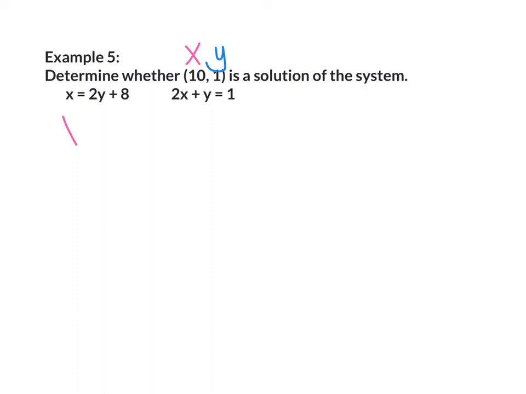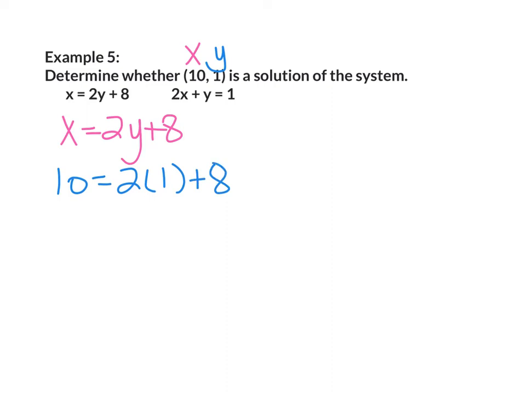So I have the equation x equals 2y plus 8. So x is my 10 equals 2 times y, which is 1, plus 8. So I'm going to bring down 10. 2 times 1 is 2. Bring down the 8. So I'm going to bring down 10. 2 plus 8 is 10. So it does check. 10 does equal 10.